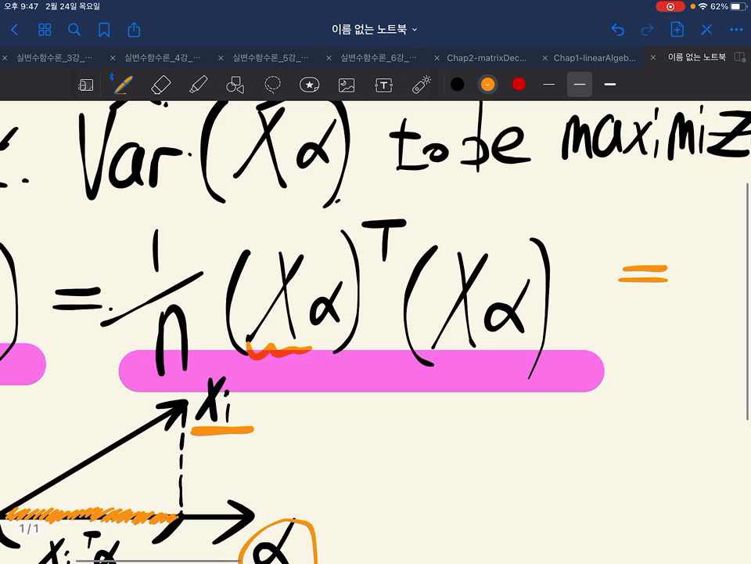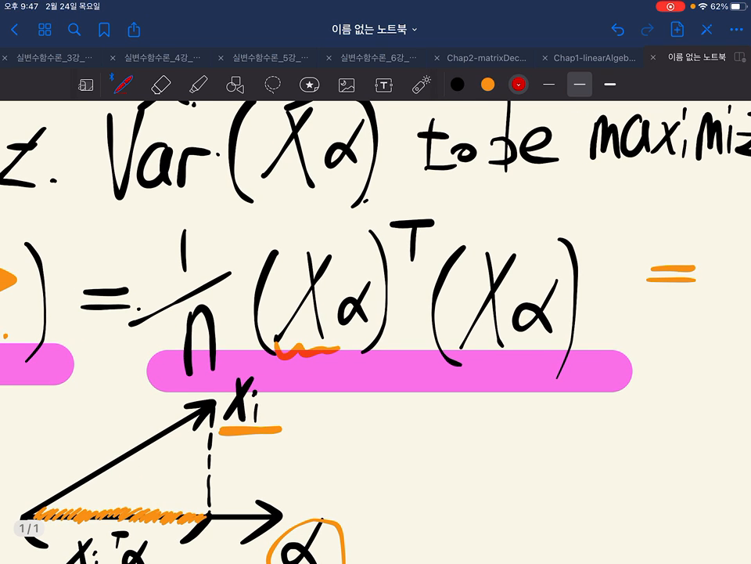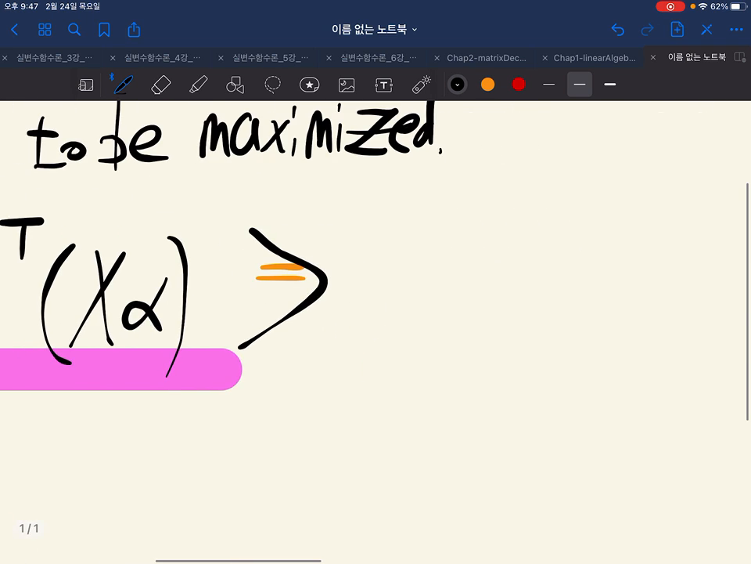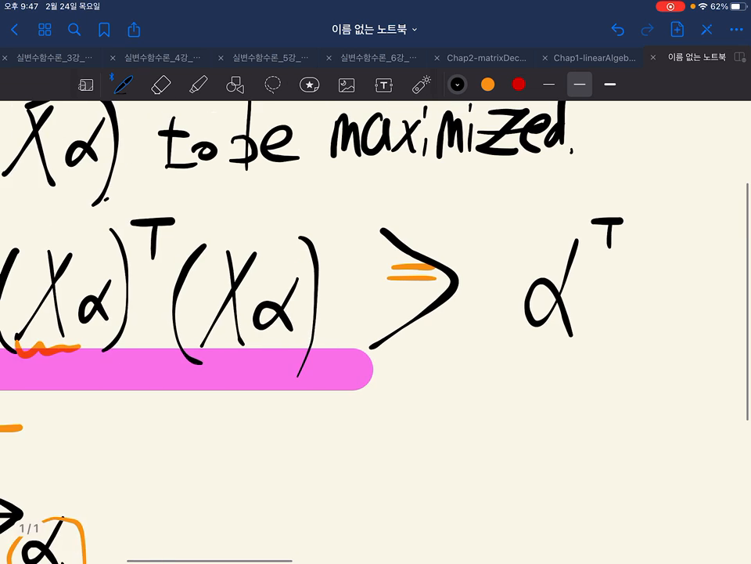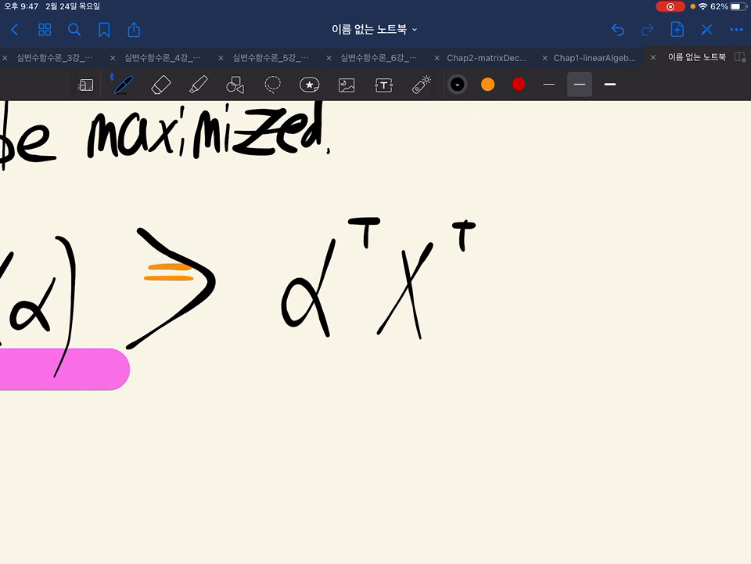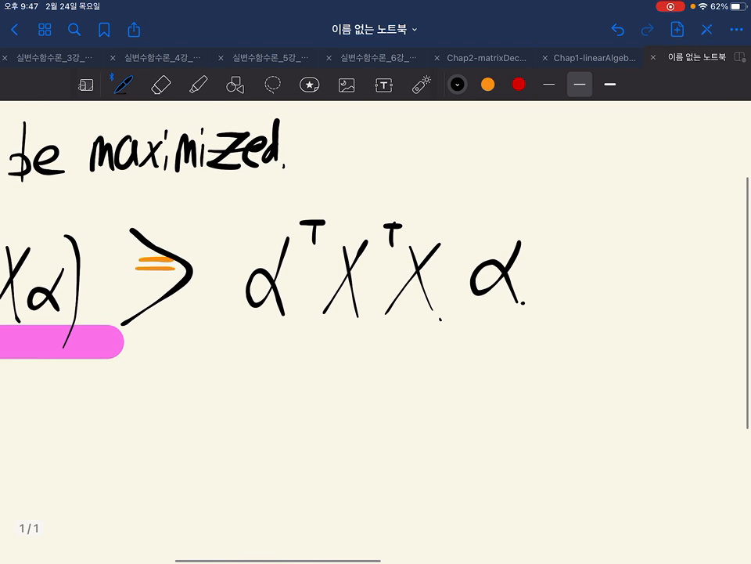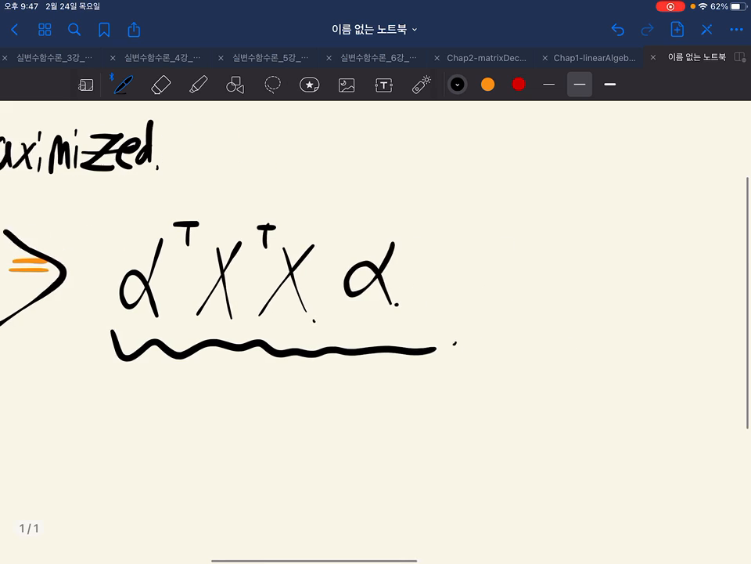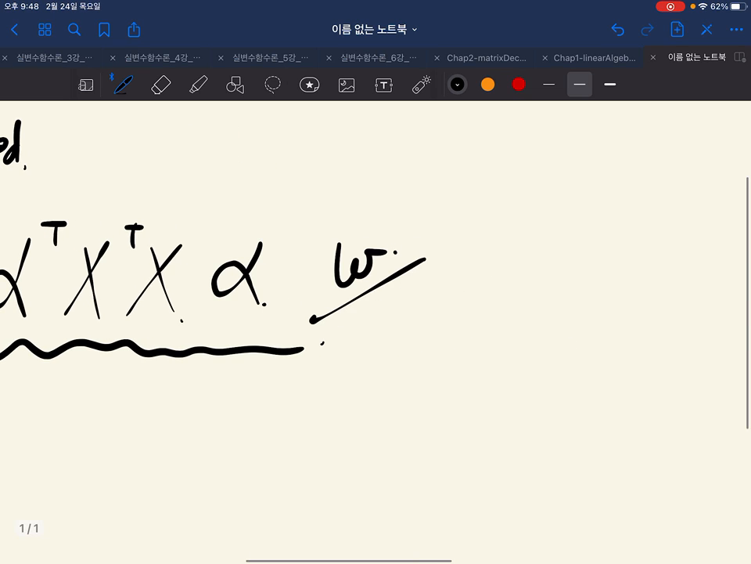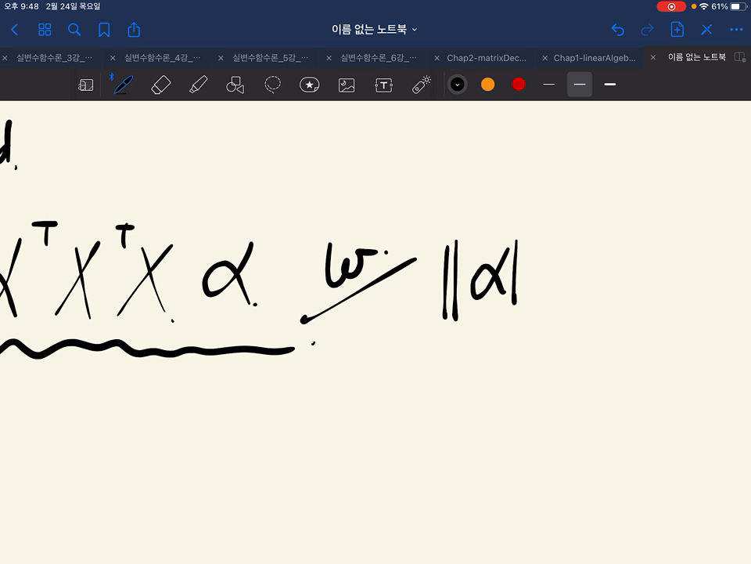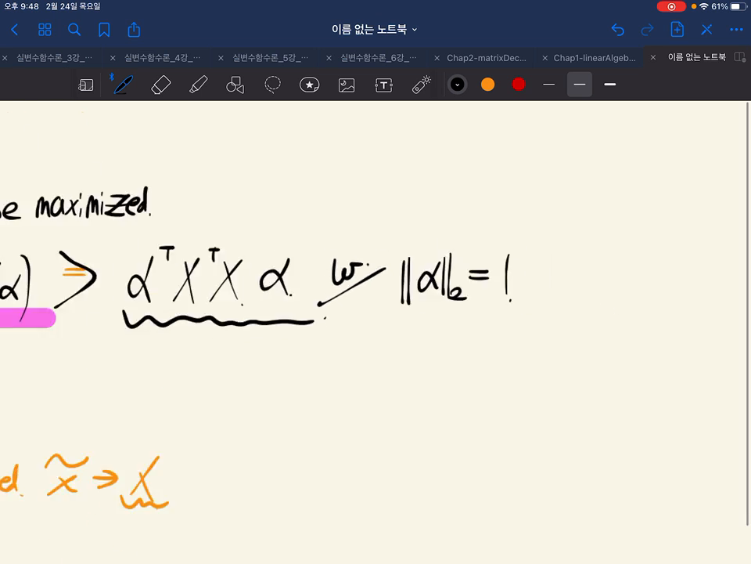Actually, from now on, we're not gonna consider the normalizing constant. It has no effect on the maximization or minimization optimization problem. So what we've got to maximize is the alpha transpose X to the alpha, with the constraint that the L2 norm of alpha is 1.